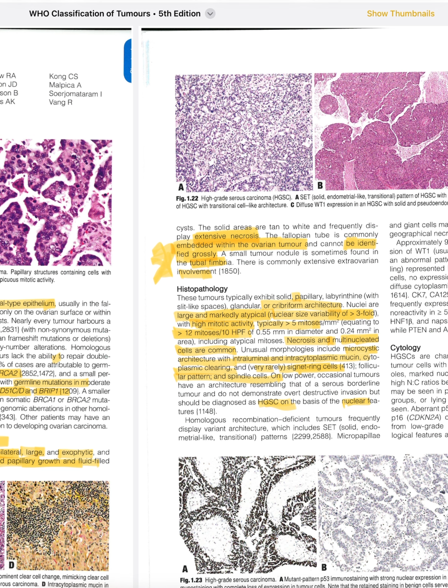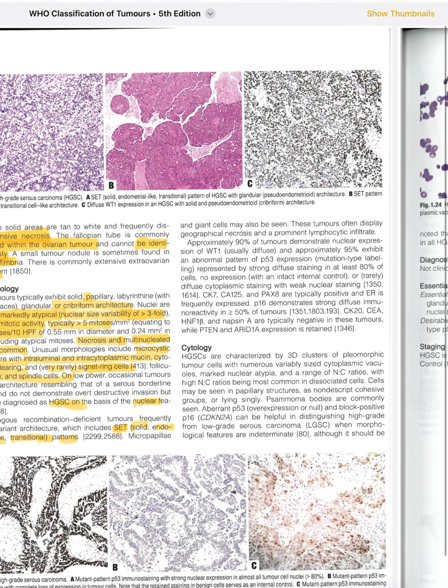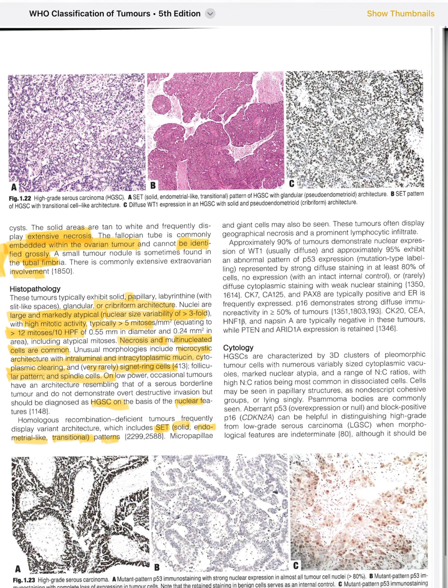features. Okay, so homologous recombination deficient tumors frequently display variant architecture which include SET: solid, endometrial-like, and transitional patterns. Micropapillae and giant cells may also be seen. These tumors display geographical necrosis and prominent lymphocytic infiltrate.